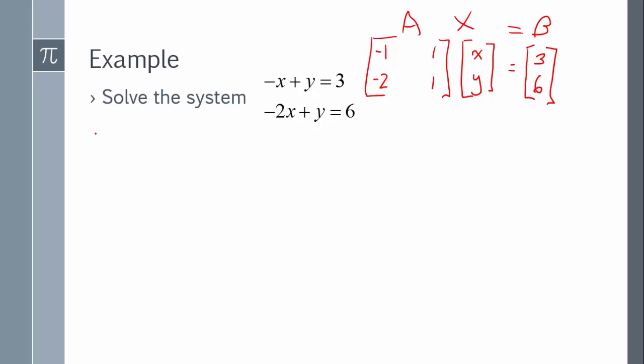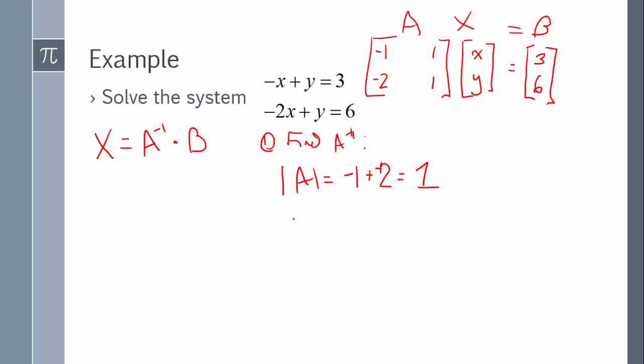According to the last slide, X equals A inverse times B. So we've got to get A inverse first. Let's do that now. We have to get the determinant of A before we do anything. So we will cross multiply. We get -1 minus -2.